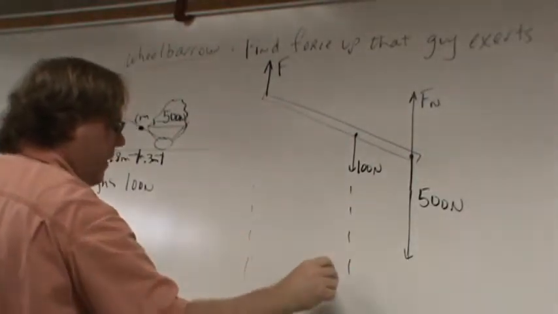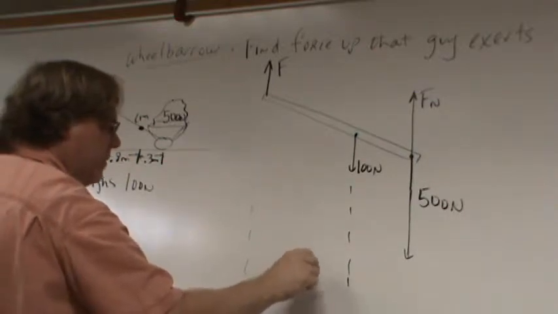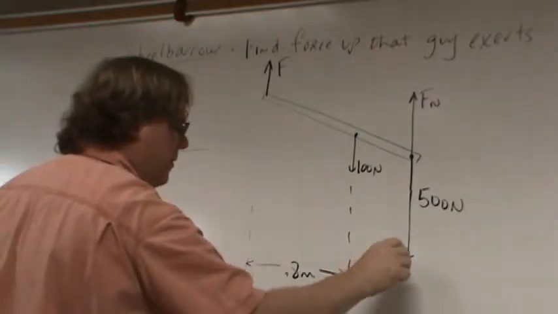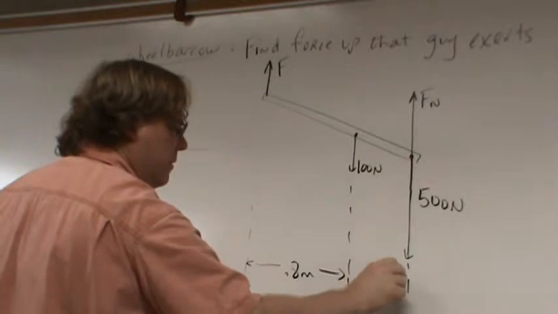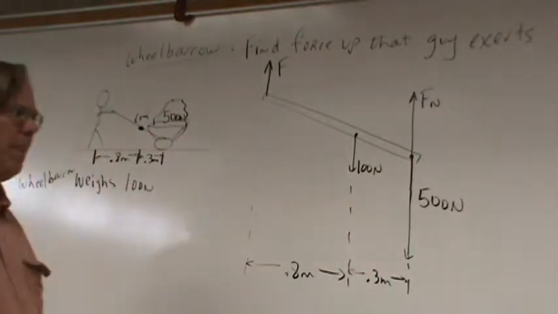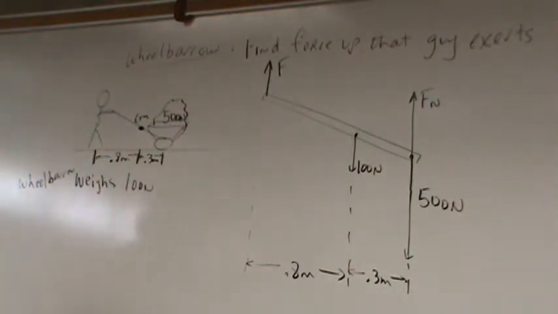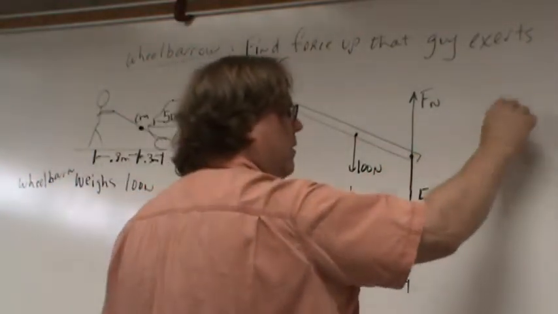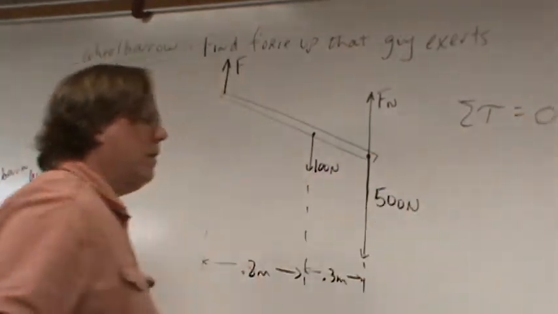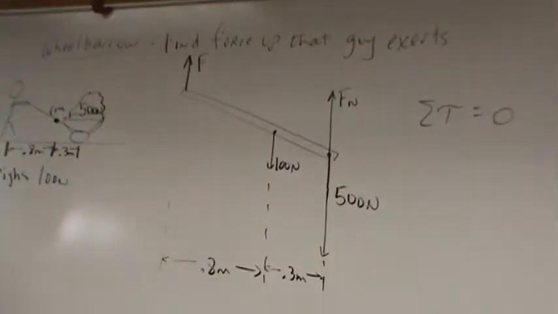This distance from there to there is 0.8 meters. This distance here is 0.3 meters. So now it's time to do sum of the torques equals 0. Tell me, which point would you like to take your torques about? Remember, all I want is the force that the guy exerts.